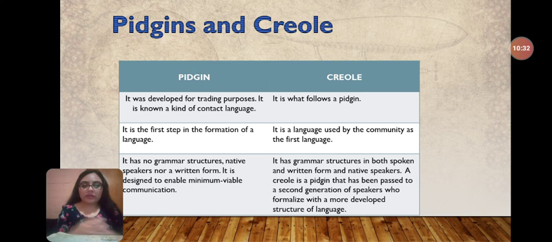Imagine a situation like this. A plane crashes on an island and there is an accident. All the people there speak different languages. What they have to do is try to communicate with one another. So they will find words or phrases that maybe all of them understand. So a pidgin emerges.